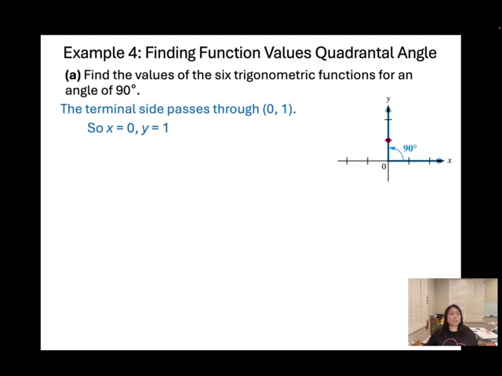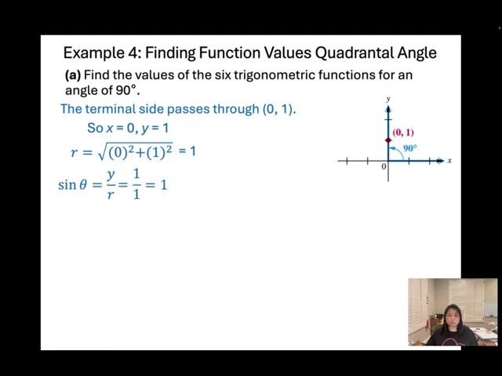Now we try to find the r. Plug it in, you should get r equal to 1. Now we're going to find the 6 trigonometric functions. First, sine theta equal to y over r. So y will be equal to 1. R is also equal to 1.